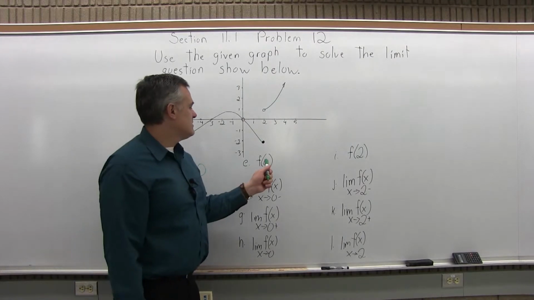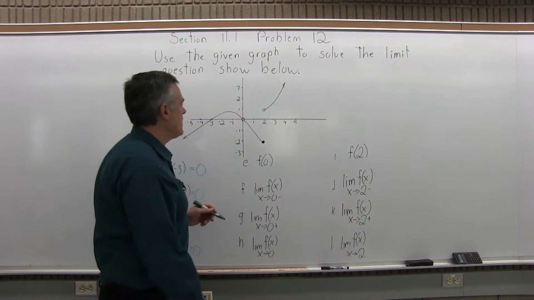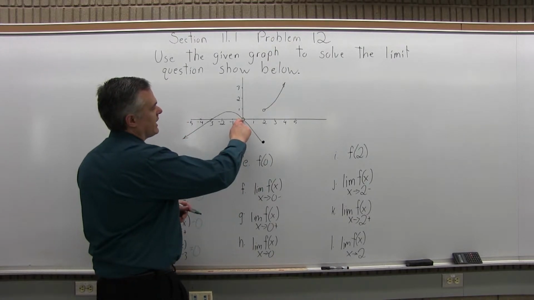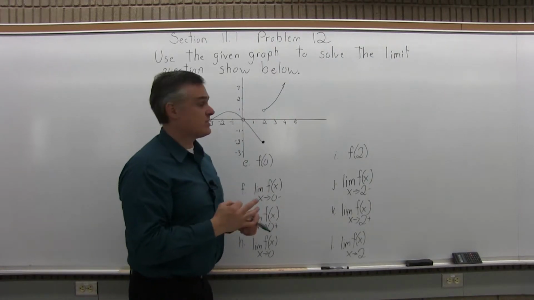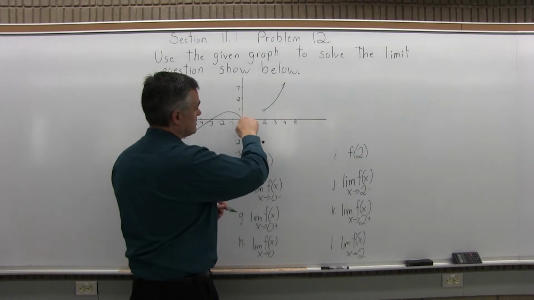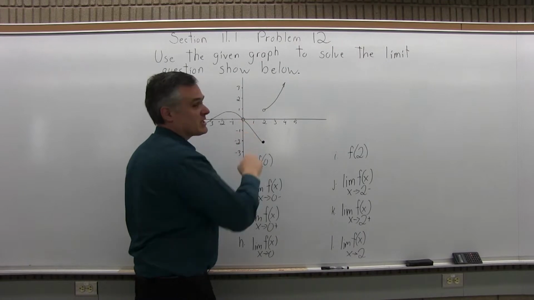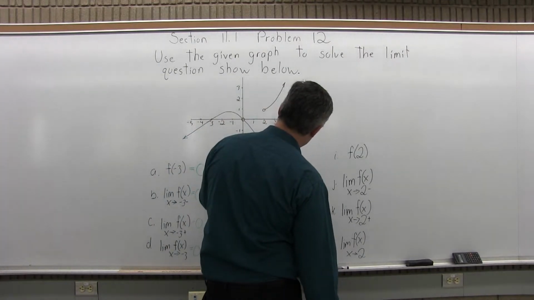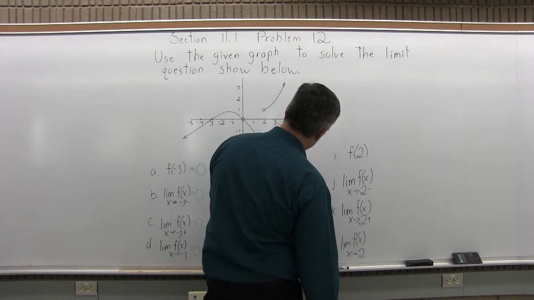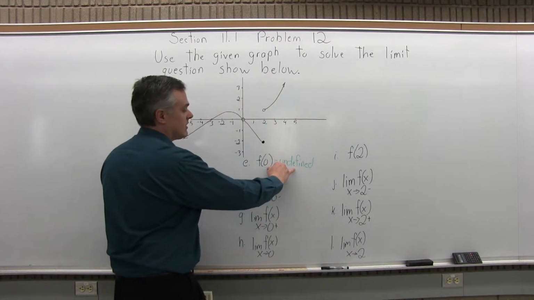Now next, part E, find f of 0. So if I put in a 0 for x, what's the y? Well, there is no y. It's an open circle. The graph actually does not pass through the 0, 0 point. So as I put in x values close to 0, I'm getting close to a height of 0, but I can't actually put in a 0. There is no height there. So f of 0 is undefined.